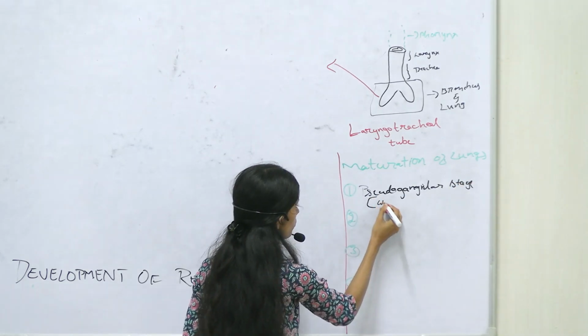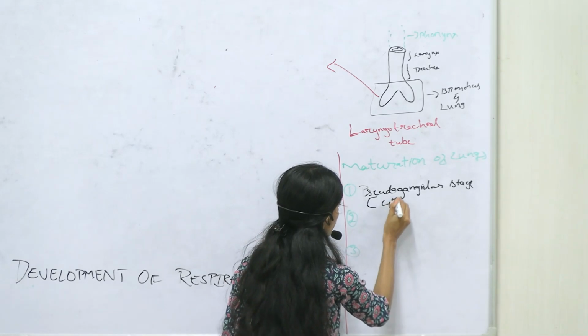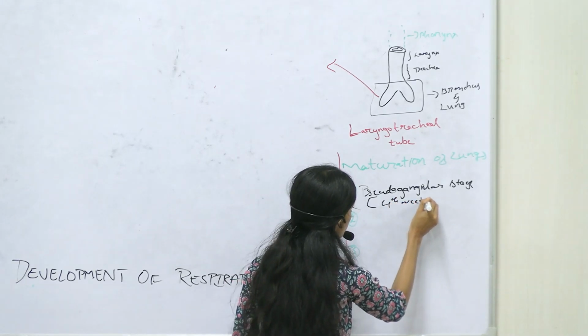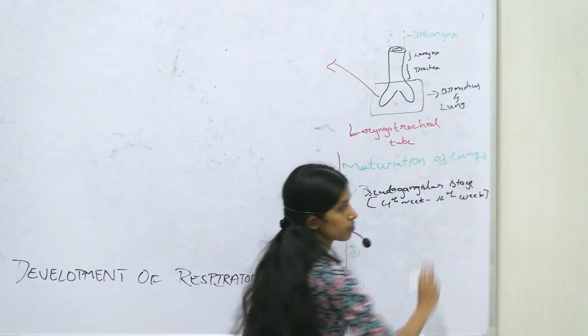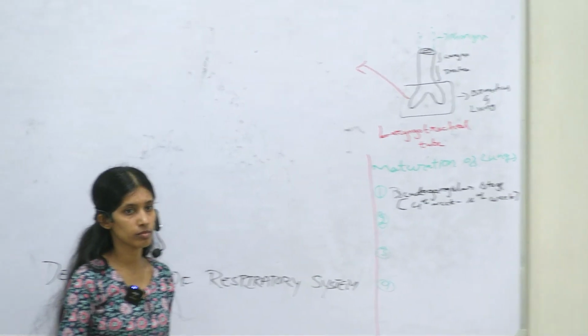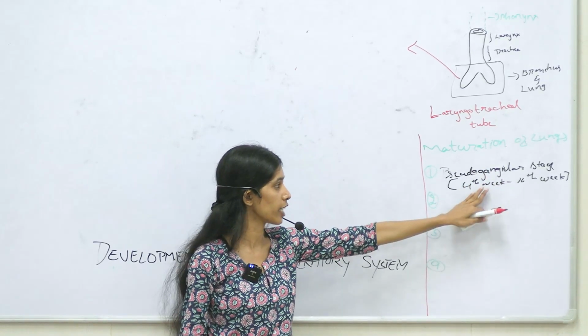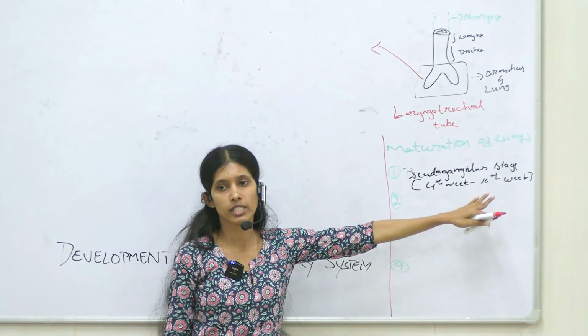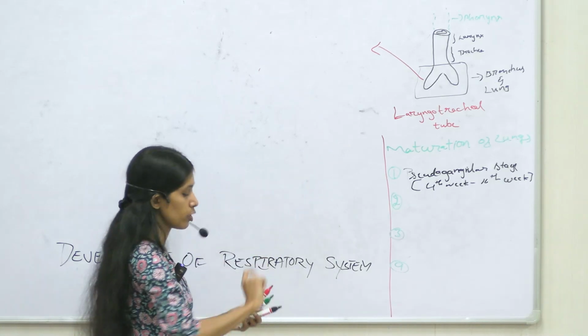That takes place from 4th week to 16th week. This is pseudoglandular stage, the very first stage. It takes place from 4th week to 16th week. Okay. Now we will see what is happening in that bud region.